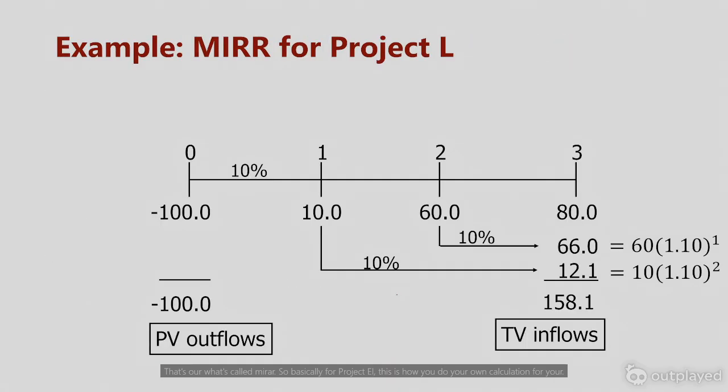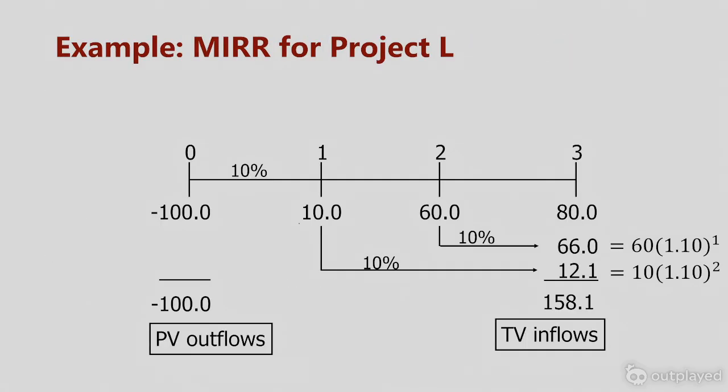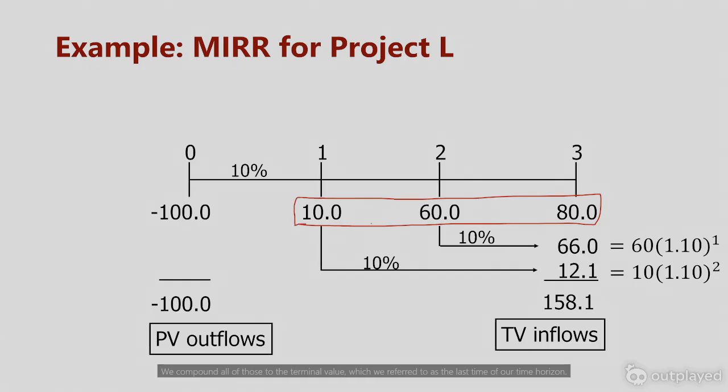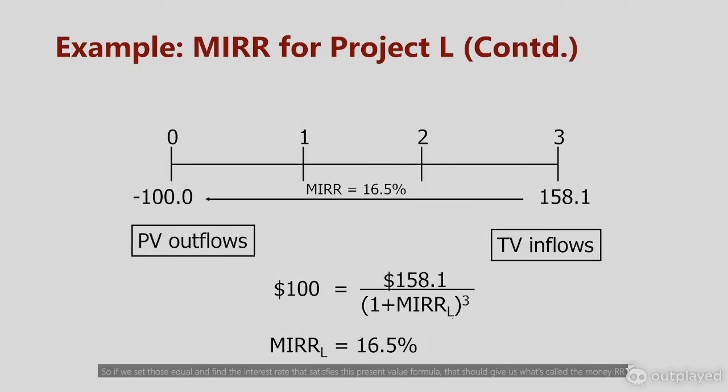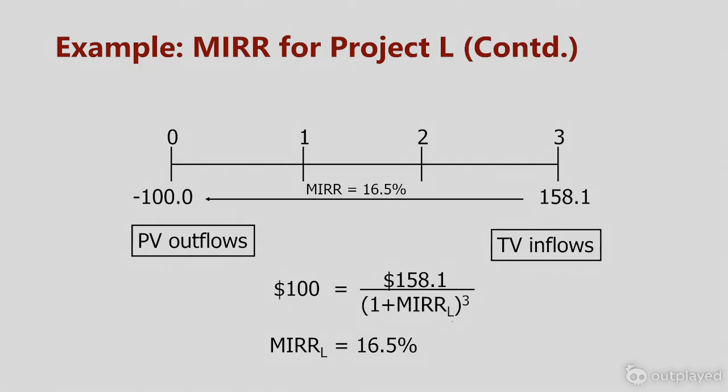So basically for project L, this is how you do your own calculation for MIRR. These were the cash inflows, right? We compound all those to the terminal value, which we refer to as the last time of our time horizon. And this was the only cash outflow that we had. So if we set those equal and find the interest rate that satisfies this present value formula, that should give us what's called the MIRR.